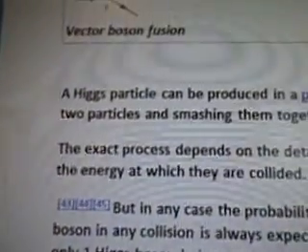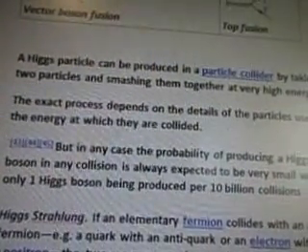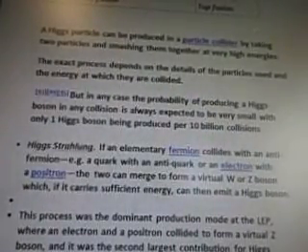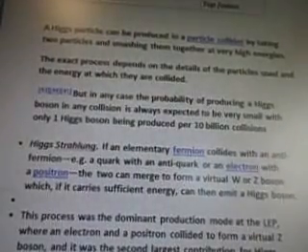So a Higgs particle can be produced in a particle collider by taking two particles and smashing them together at very high energies. The exact process depends on the details of the particles used and the energy at which they are collided. But in any case, the probability of producing a Higgs boson in any collision is always expected to be very small, with only one Higgs boson being produced per 10 billion collisions. That's crazy. You have to do 10 billion collisions to find one Higgs boson? Wow, that's a lot of work.